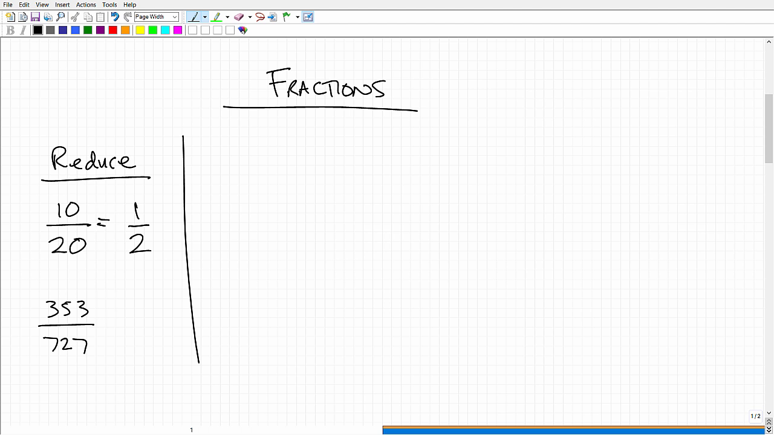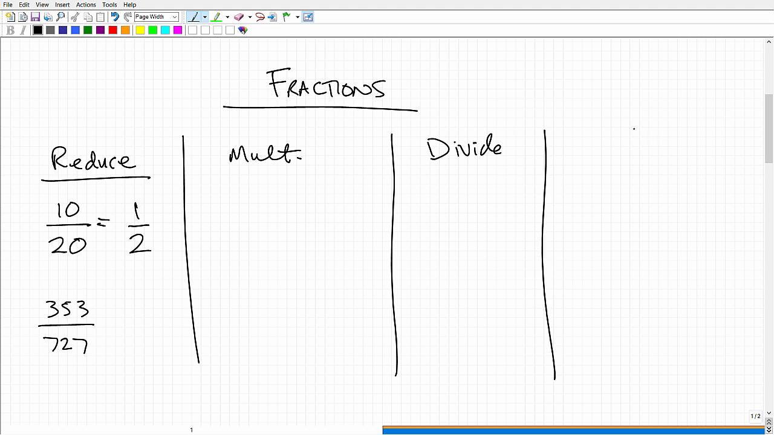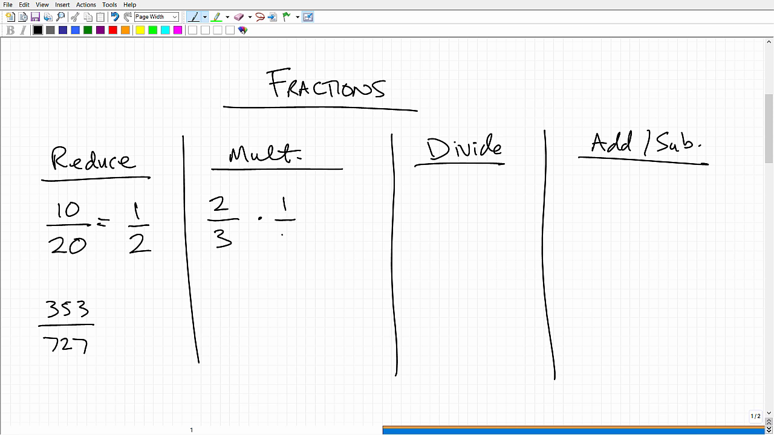Now, the next one is multiplying fractions, okay? And we just write them out here, multiplying. Well, you've got to know how to divide. And the last over here is add and subtract. Okay, multiplying fractions. This is super easy. Let's say we have 2/3 times 1/5. By the way, I'm not doing any mixed numbers here. Again, there's a little bit more. There's a few things here that I'm skipping, but I just want to make some general points.